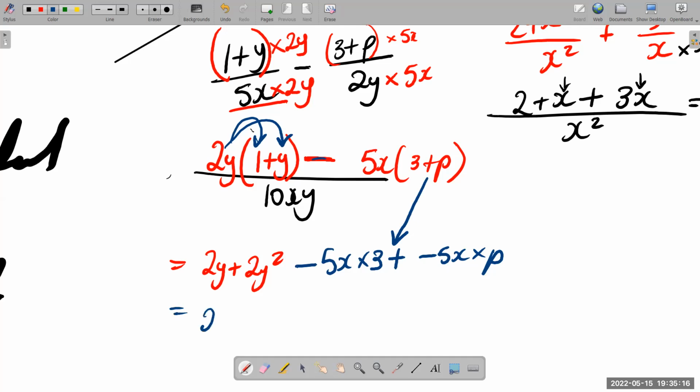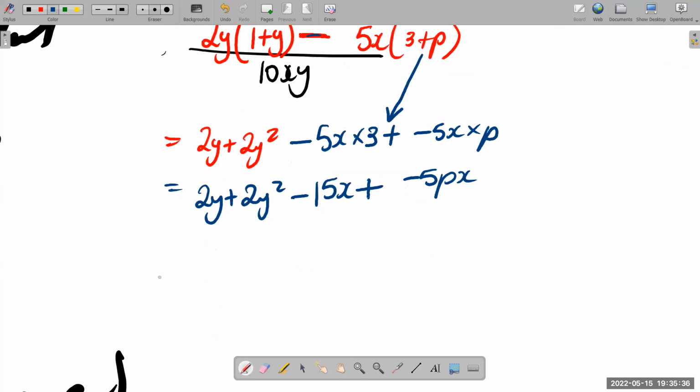So our final answer, 2y plus 2y squared minus what? What is it going to become? 15x plus, you put back this plus, you ain't used it yet, you put it back, minus 5px. And you know why I put px, right? Because alphabetical order. What do we do next?